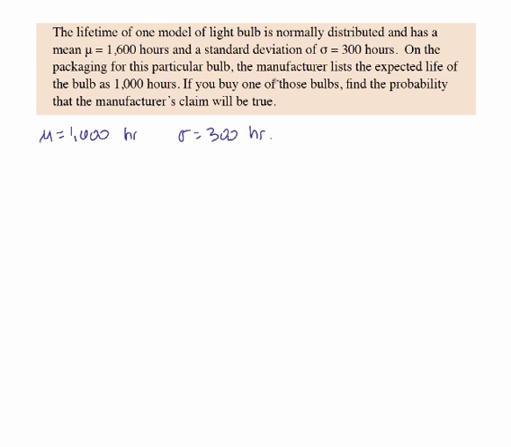And let's see, what are we asked? The manufacturer lists the expected life of the bulb as 1,000 hours. We can already see that that's quite a bit less than what the mean is. And in a bit, we'll discuss why the manufacturer might be interested in doing that. The question then is, if you buy one of those bulbs, find the probability that the manufacturer's claim will be true.